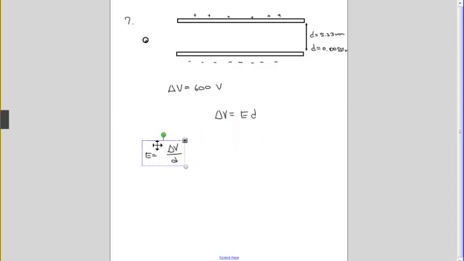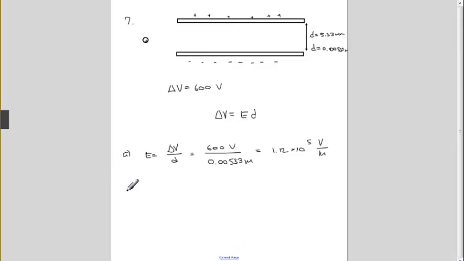So let's move this over to the left just a little bit so I have some place to put my stuff in. So we have 600 volts divided by the distance, which is 0.00533 meters. So 600 divided by 0.00533. So we get 1.12 times 10 to the 5th volts per meter, which is also newtons per coulomb. Okay, so that's part A.